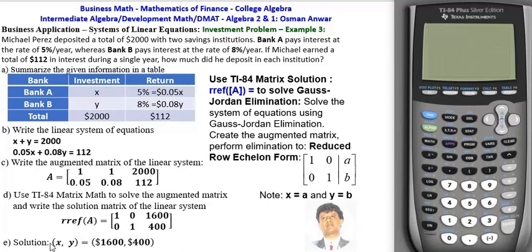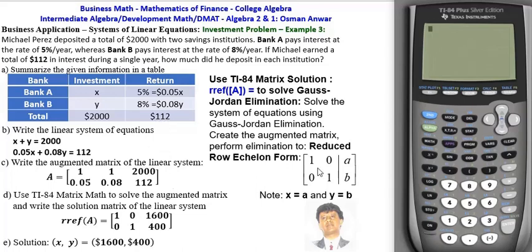That means the solution is, into Bank A he invested x, which is 1,600, and into Bank B he invested y, which is 400. And indeed, if you add 1,600 plus 400 it is 2,000. And if you multiply the 1,600 by 0.05 and multiply the 400 by 0.08 and you add them, you will end up with 112.